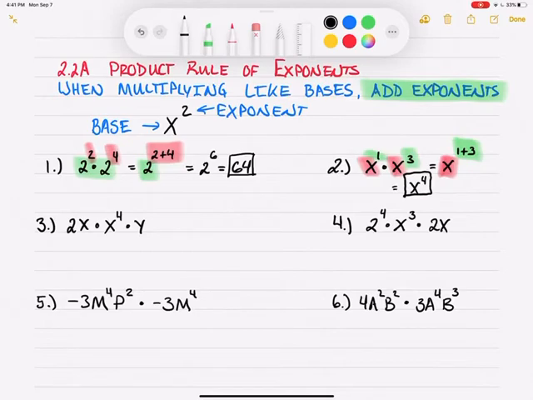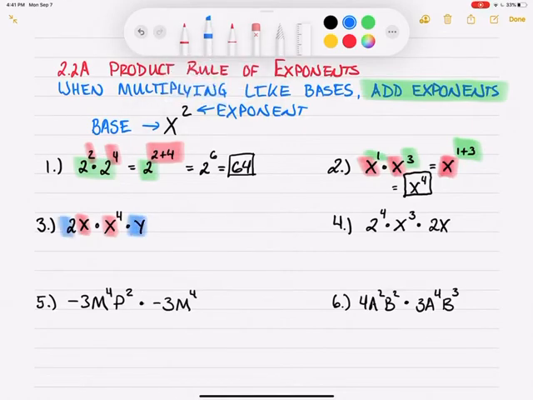In example 3, I have 2x times x to the 4th times y. So first of all, I have like bases of x and x to the 4th. The 2 that's attached to the x, that's great. It's there. Don't worry about it, though. It has nothing, in this case, to do with x. So we don't have to say that 2x and x are not like bases. They are. They both have x. 2 and y are not like bases.